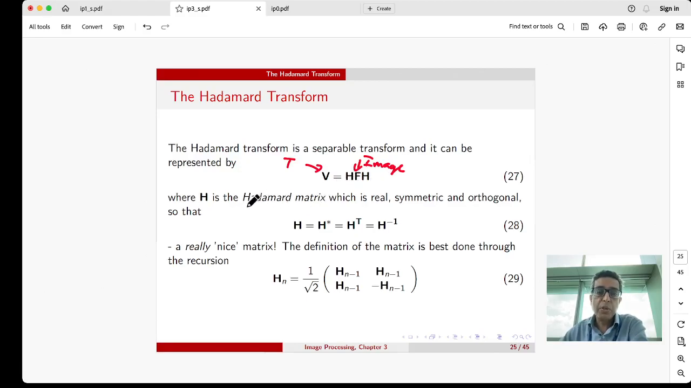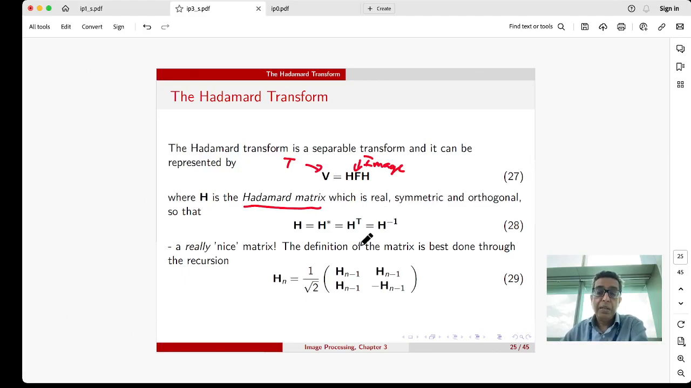So the Hadamard matrix itself, which is what's used in this equation here, is real, it's symmetric, and it's orthogonal. And because it's real, it means that the complex conjugate transpose is simply equal to the matrix itself. The matrix is its own transpose and its own inverse. So it's really nice as a matrix.